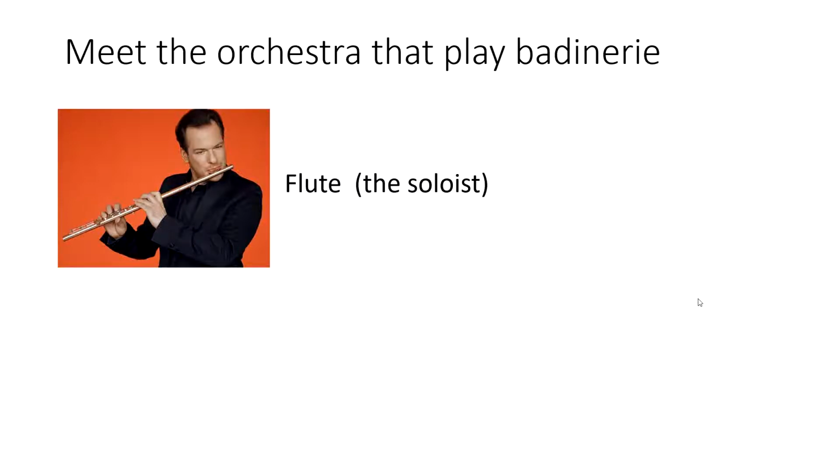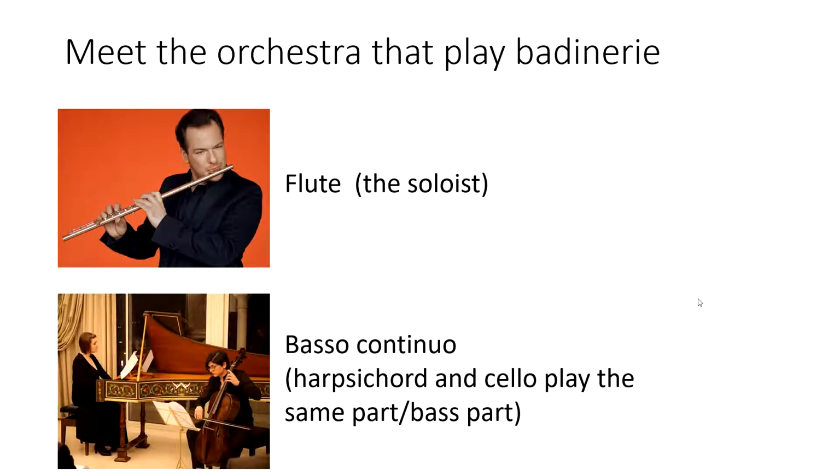The second most important musicians or part is the basso continuo, otherwise known as the continuous bass. And the basso continuo is a harpsichord and cello, both playing the same part. They play the bass part. If we think of the harpsichord, the left hand would play the bass part. However, in the basso continuo, the right hand in the harpsichord would improvise using figured bass. So quite often when we're looking at the basso continuo, it is mainly the bass part at the moment in time. But a true harpsichordist would be improvising with their right hand.